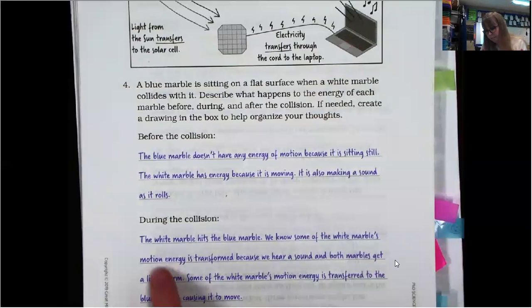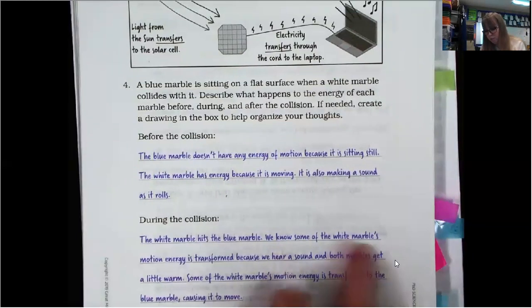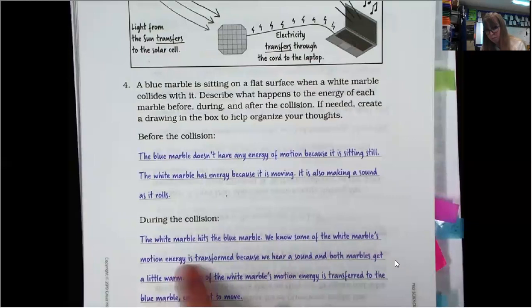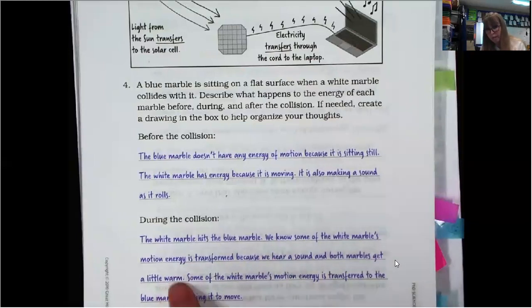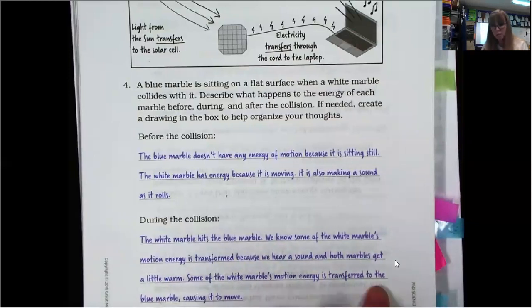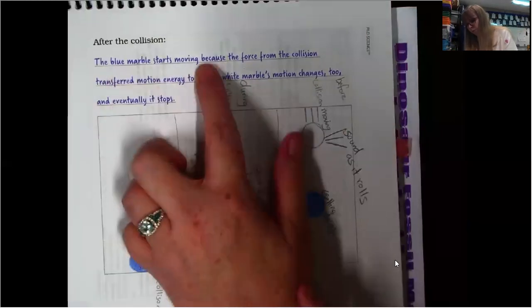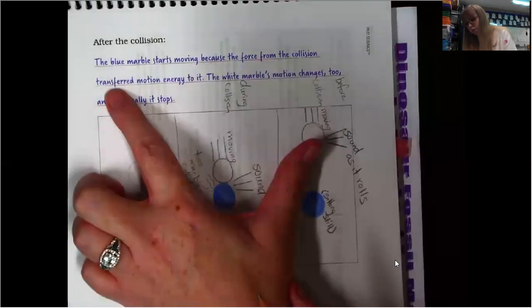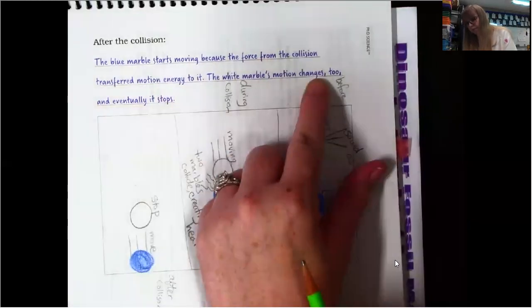All right, I need to see: the white marble hits or collides with the blue marble. Some of the white marble's motion energy is transformed because we hear sound. Both marbles get a little warm, or both marbles create some heat. Some of the white marble's motion energy is transferred to the blue marble, causing it to move. Okay. After the collision, the blue marble starts moving because the force from the collision transferred motion energy to it. The white marble's motion changes and it eventually stops.